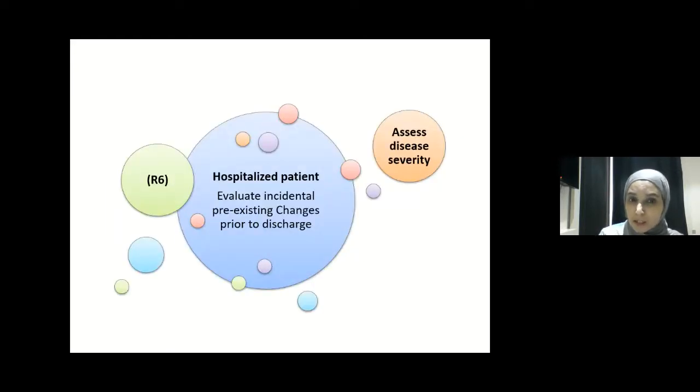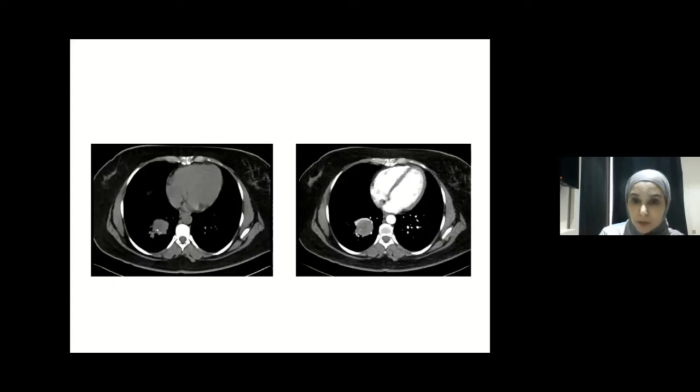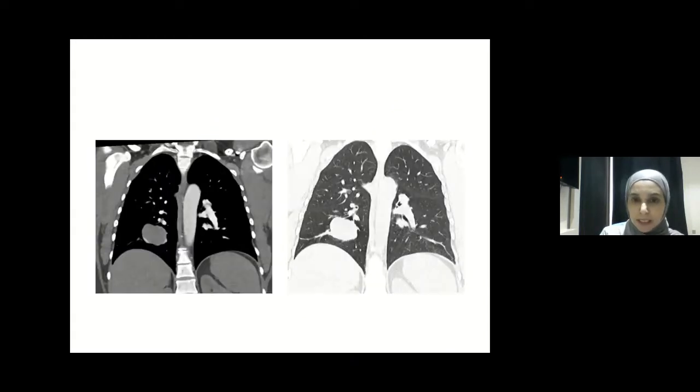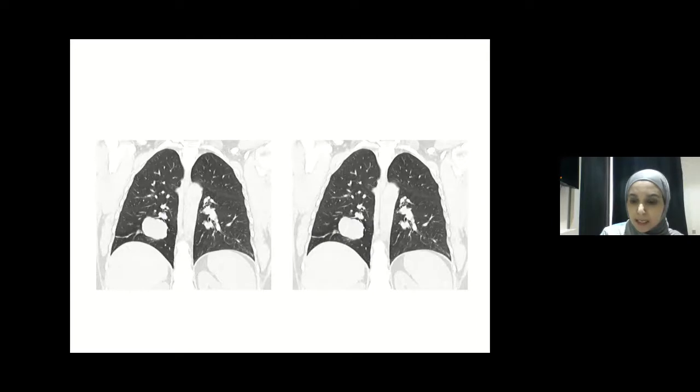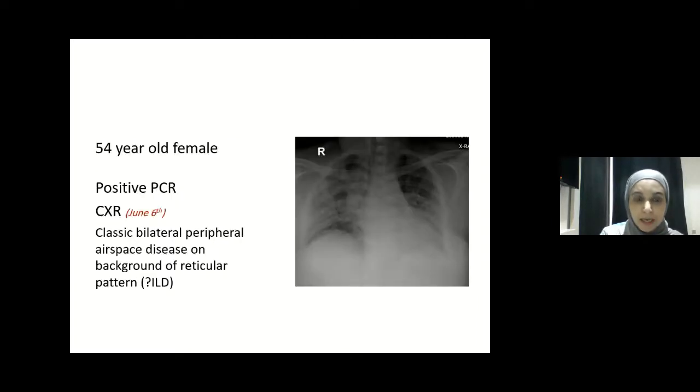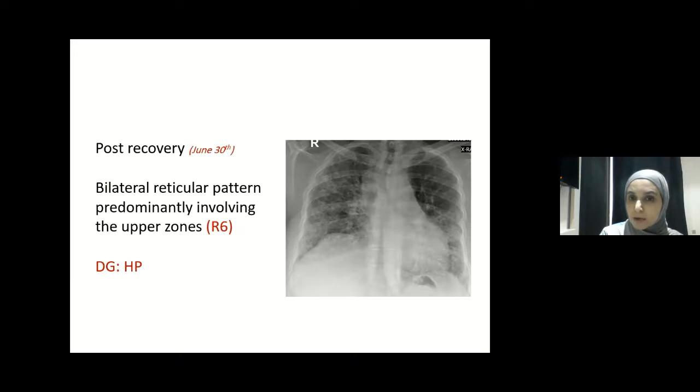This is recommendation number 6 by WHO: you need to investigate this incidental finding before you send the patient home. CT was justified. The patient was labeled as carcinoid and sent for thoracic surgery. Another incidental finding, a reticular pattern in positive COVID patients. ILD was ruled out, and the patient turned out to have hypersensitivity pneumonitis after the clearing of the infection.